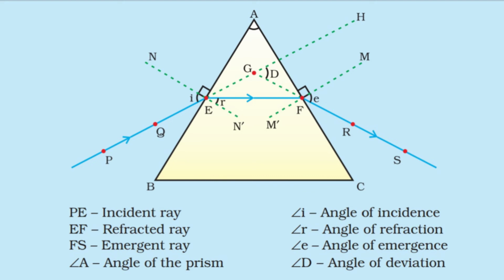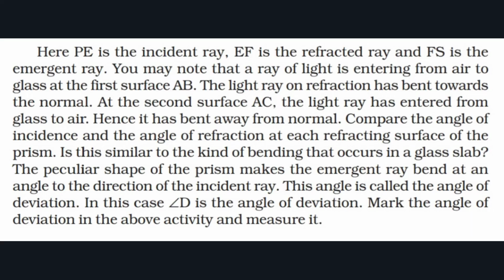If RS is extended to Z and PE is extended to G, we gain one more angle, that is the angle of deviation. So these are the angles of the prism. Now here PE is the incident ray, EF is the refracted ray, and FS is the emergent ray.